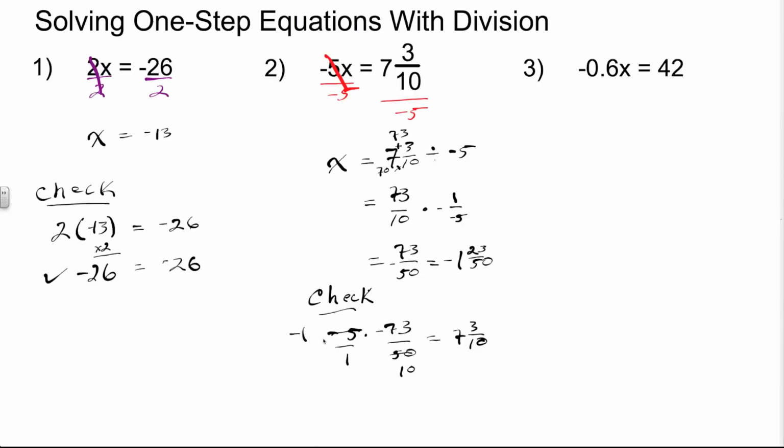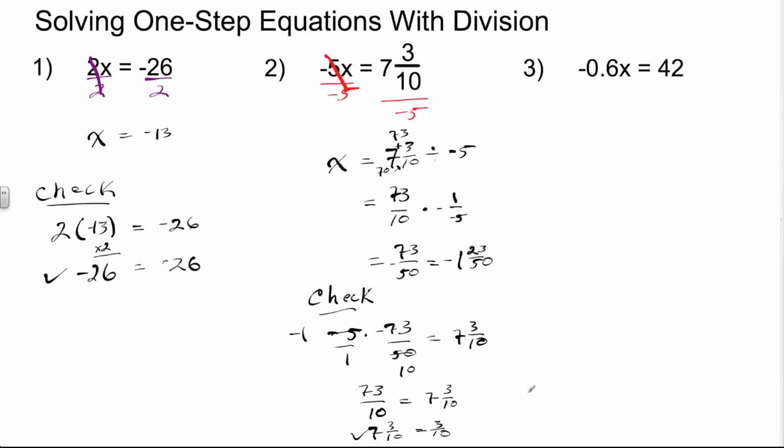So we're going to be working with these new numbers. Negative 1 times negative 73 gives us a positive 73. And 1 times 10 gives us 10. And so we have the improper fraction, 73 over 10, being equal to 7 and 3 tenths, which we know, of course, is true. 10 goes into 73 7 times, with 3 left over. So our work does check out.